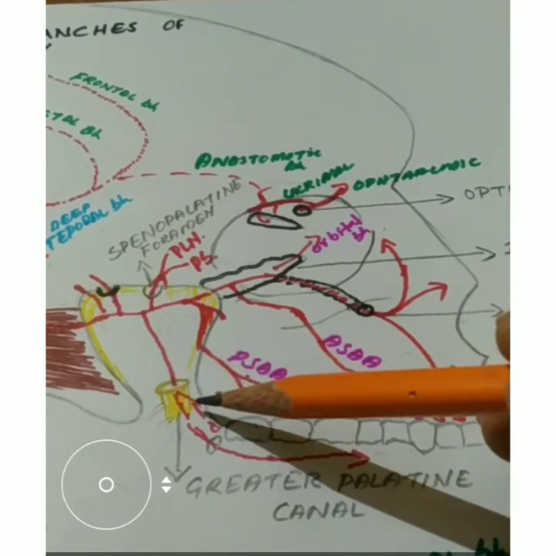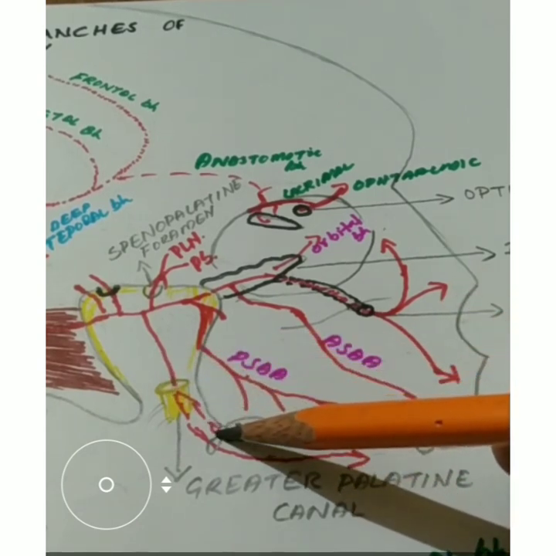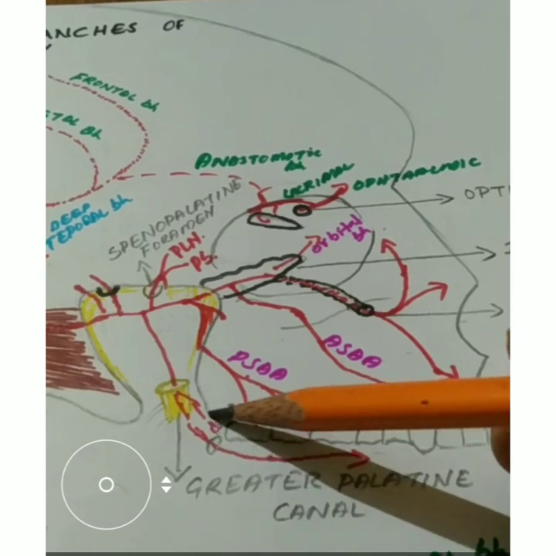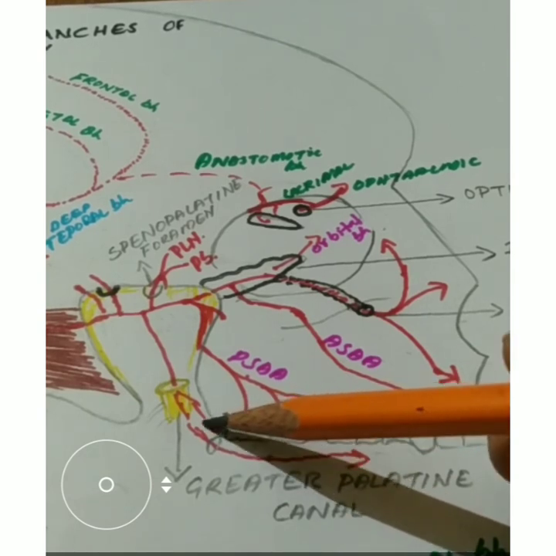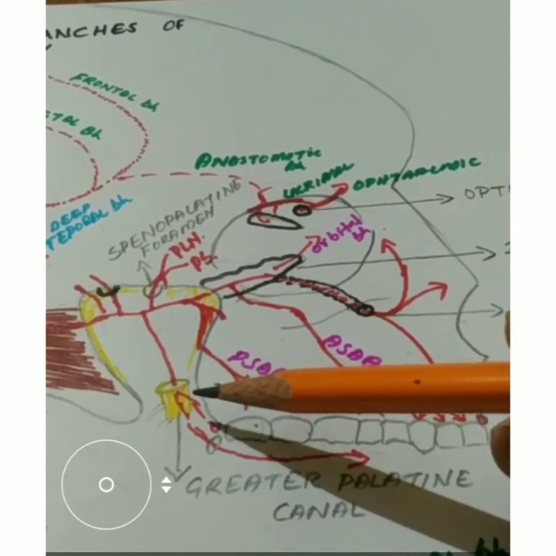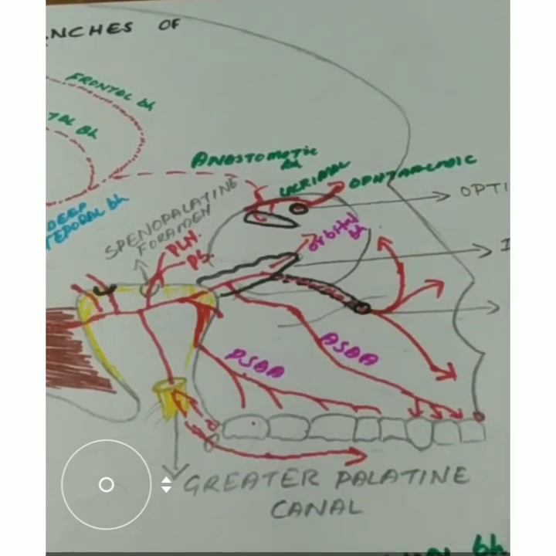Okay, and the next one: in the greater palatine canal, it gives off another branch which is called the lesser palatine artery that emerges on the palate through the lesser palatine foramina, and it supplies the soft palate and the tonsil.